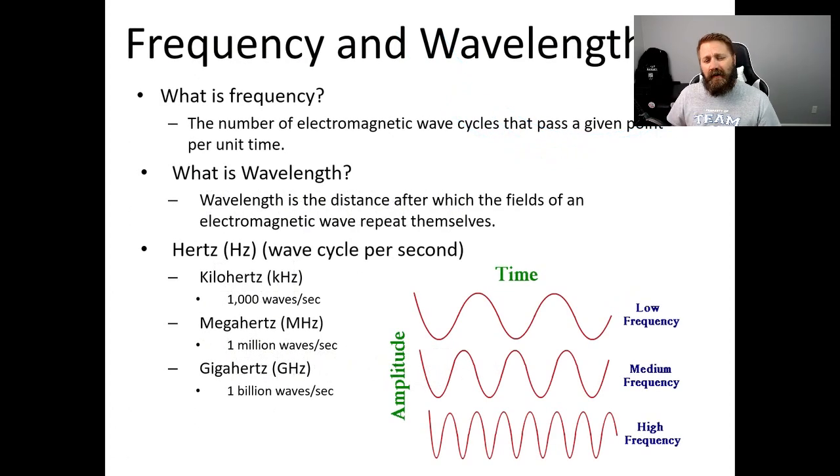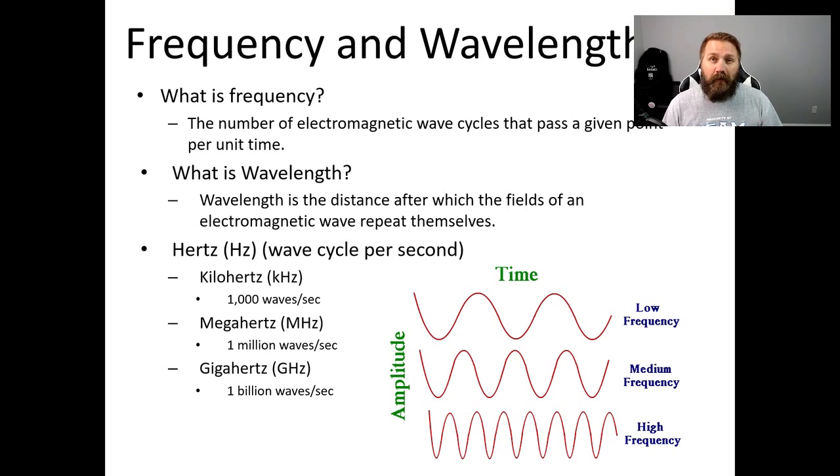First couple are frequency and wavelength. Frequency is the number of electromagnetic wave cycles that pass a given point per unit time. Wavelength is the distance over which the fields of this wave repeat themselves. As you can see in our diagram here, the wave is a constant wave, just like you would think out in the ocean. Same thing applies here. The wave cycles per second, those are measured in hertz, are different depending on the frequency, right?